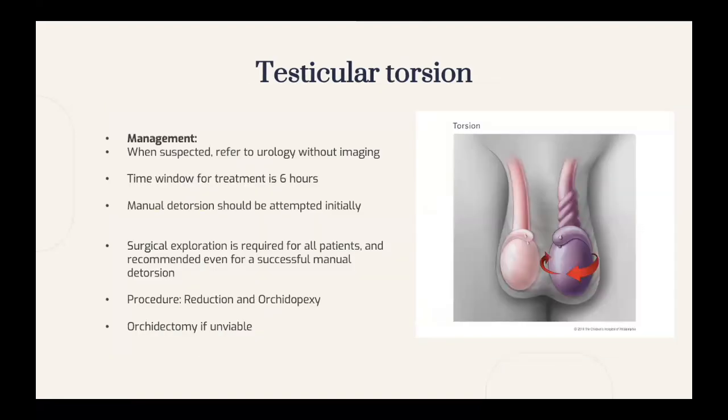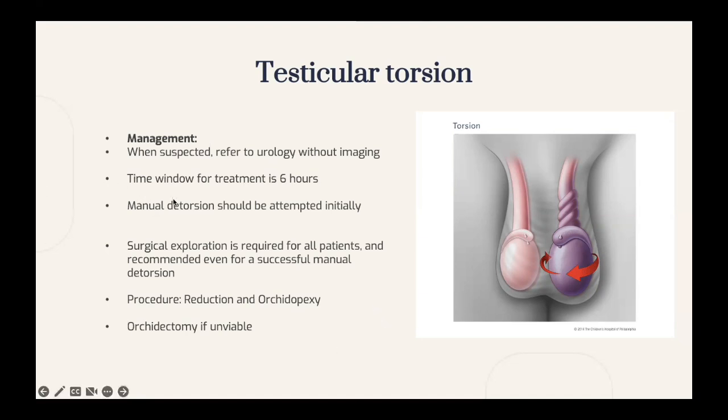So how do we manage these cases? As I said, we refer to urology first. The time window is 6 hours to treat the patient entirely. This is why it's considered a class A emergency. We first try to do manual detorsion. Lately, a lot of guidelines have not been recommending this, but for the sake of examination, manual detorsion should be attempted initially. Surgical exploration is required for all patients.